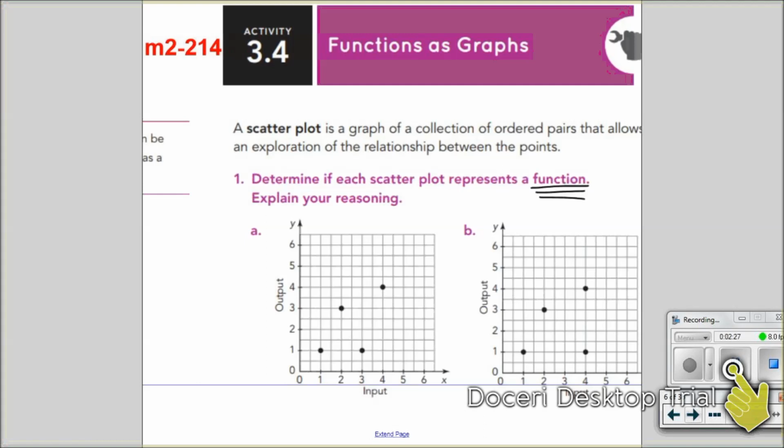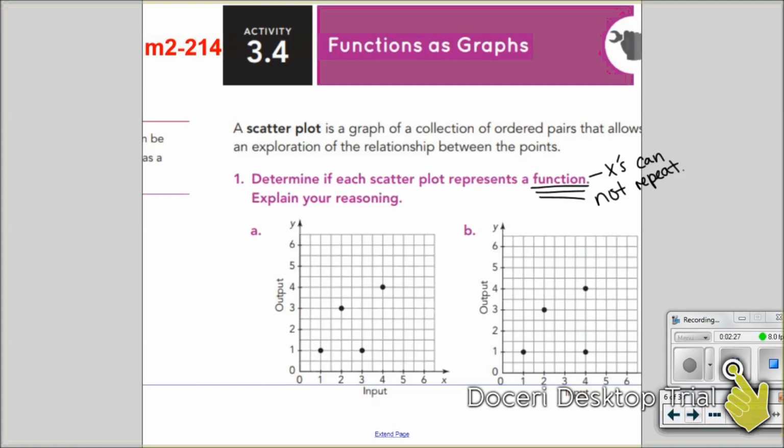We've talked about, and in our notes we wrote this, that as a function, the x values cannot repeat. The x's cannot repeat. We've also said that that means for every x, there's one y. The x's cannot repeat in this case. So let's use that reasoning of the x's can't repeat to look at a and b. Let's decide here if our graphs are in fact functions.